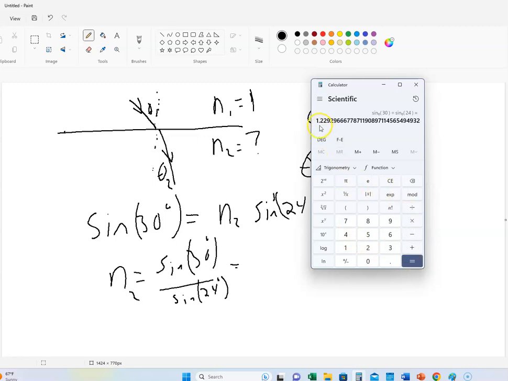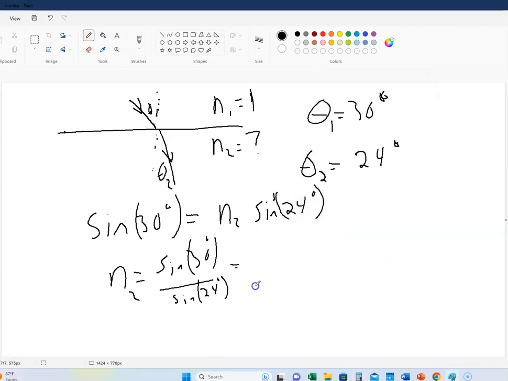All right, so this is the index of refraction. The index of refraction of this material, N2, whatever it happens to be, is, let's round it to 2 places past the decimal, 1.23. Remember, the index of refraction is a unitless number, so you'd put 1.23. All right, so that's the index of refraction.